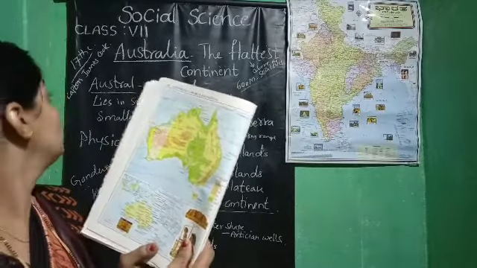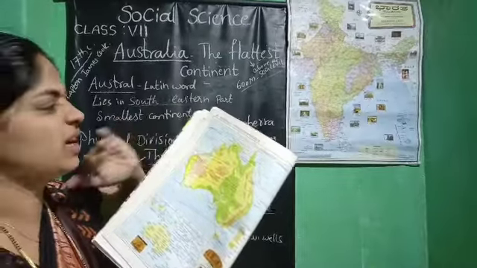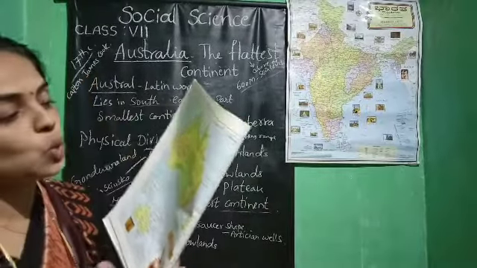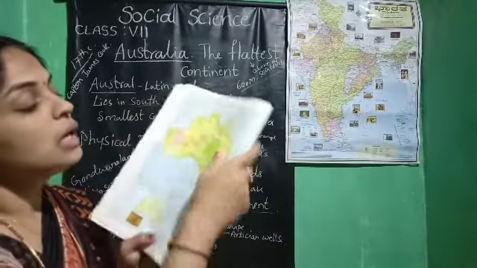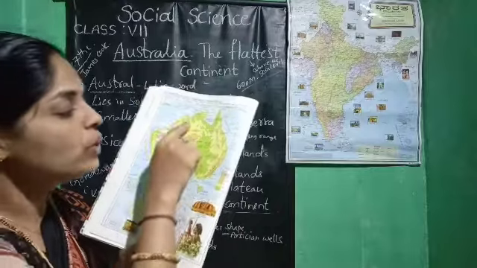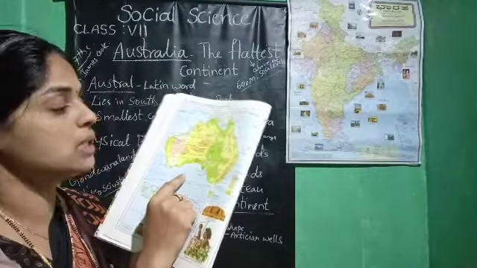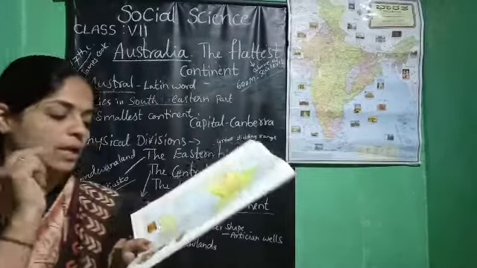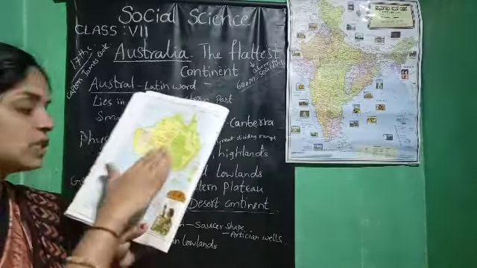Okay, so these three are the physical divisions of Australia. During the 17th century, actually, it was newly found. During the 17th century, Captain James Cook, a European sailor, found the Australian land. Who is that? Captain James Cook. Understood? Okay, now we'll see what is there in the physical divisions.